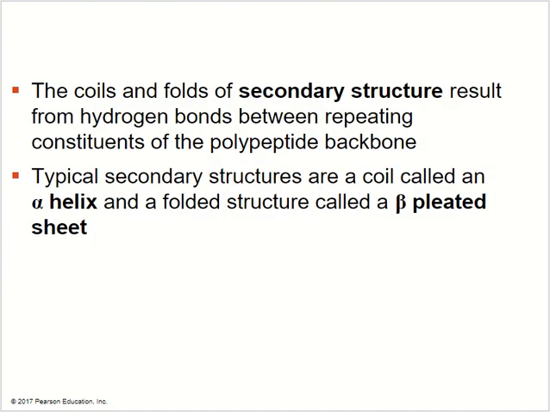The coils and folds of secondary structure result from hydrogen bonding between repeating constituents of a polypeptide backbone. Typical secondary structures are a coil, called an alpha helix, and a folded structure called a beta pleated sheet.